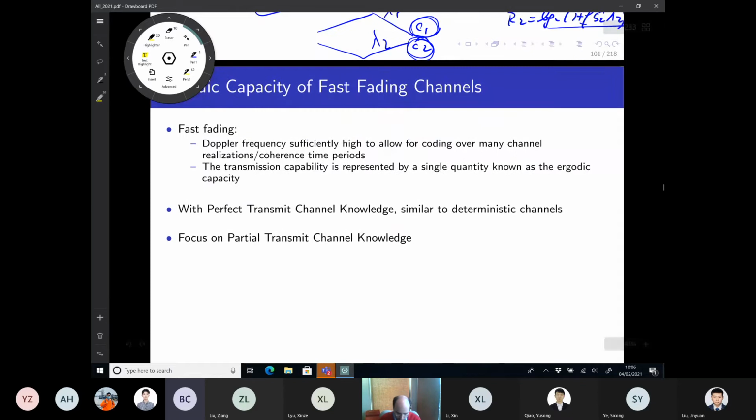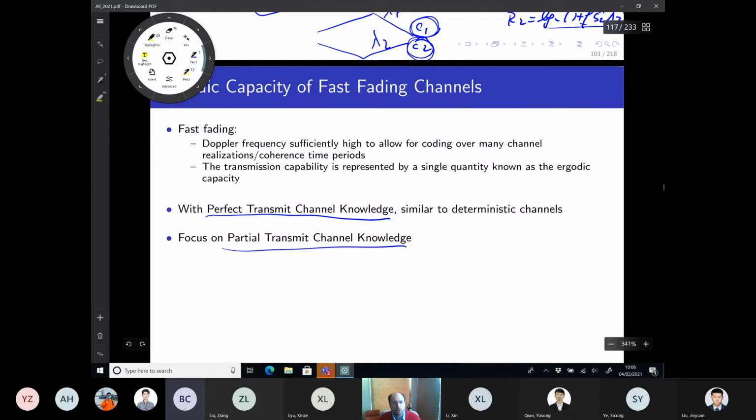And so here it's the same thing. You can have perfect knowledge at the transmitter, and it's the same as having a deterministic channel in the sense that for each channel realization, you do the SVD, you transmit along the right singular vector, then you choose your power allocation according to the waterfilling. Then once your channel changes, you change your precoder, you change your power allocation, and so on. Your ergodic rate will be the average of the rate over each channel realization.